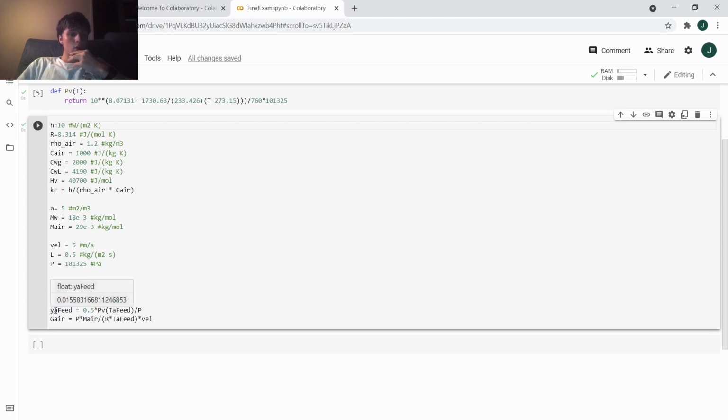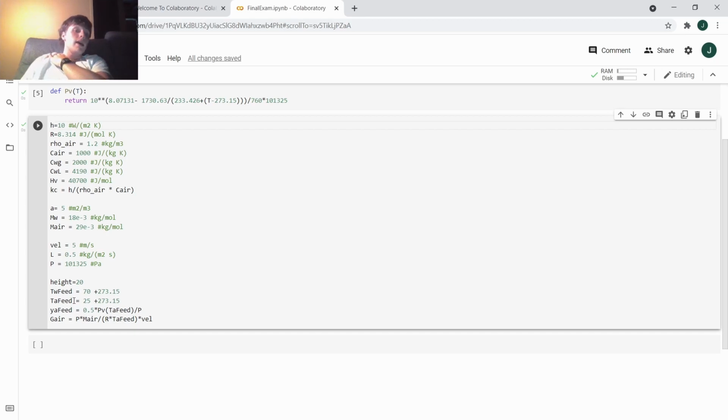And then we also have the mole fraction of water vapor in the air. We're given that it's 50% relative humidity, so that's 50% of the max amount of water vapor that the air can hold. The max amount it could hold would be the vapor pressure of the water at the temperature of the air. So we have the Antoine equation right here.